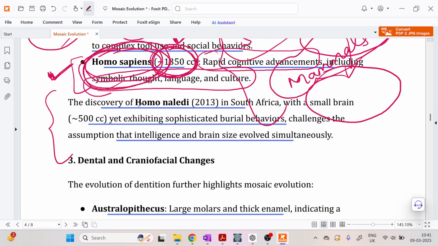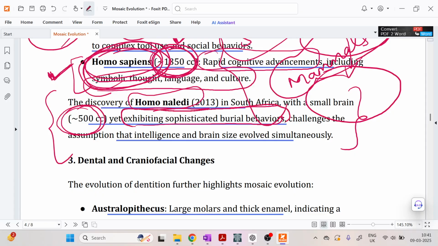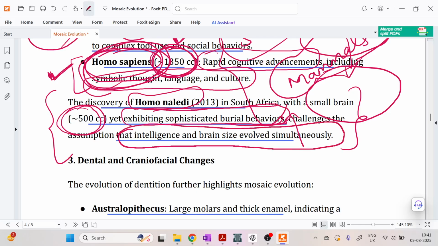Now, the next example: the discovery of Homo naledi in South Africa with a small brain, yet it exhibited sophisticated burial behavior. This is again an example of a transitional fossil. This hominin species had a very small brain, 500 cc, yet it displayed burial behavior, which is typical of higher cognitive ability. This challenges the assumption that intelligence and brain size evolve simultaneously.